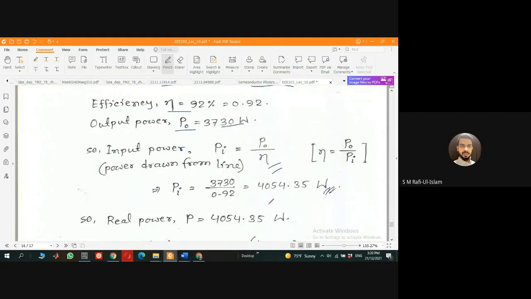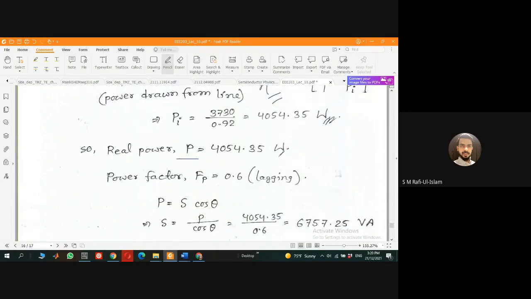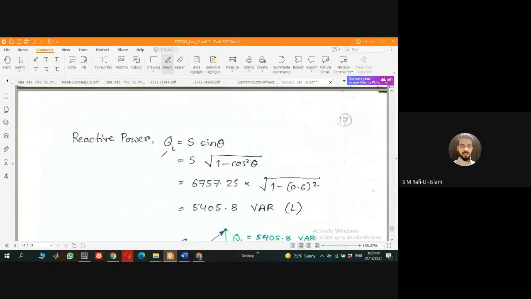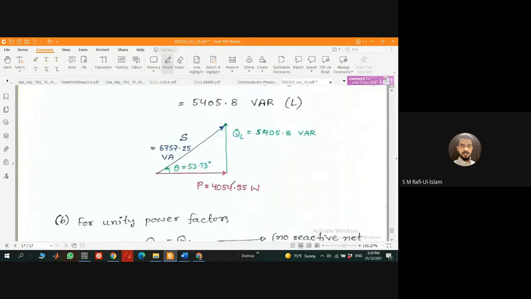From the input power, we have calculated the real power. The power factor is given, so from that equation we can calculate apparent power, and from the apparent power we can calculate the reactive power. We don't need to use the other formula. Use this one: Q means the square root of S squared minus P squared. That is the easiest formula, so you can do this one.